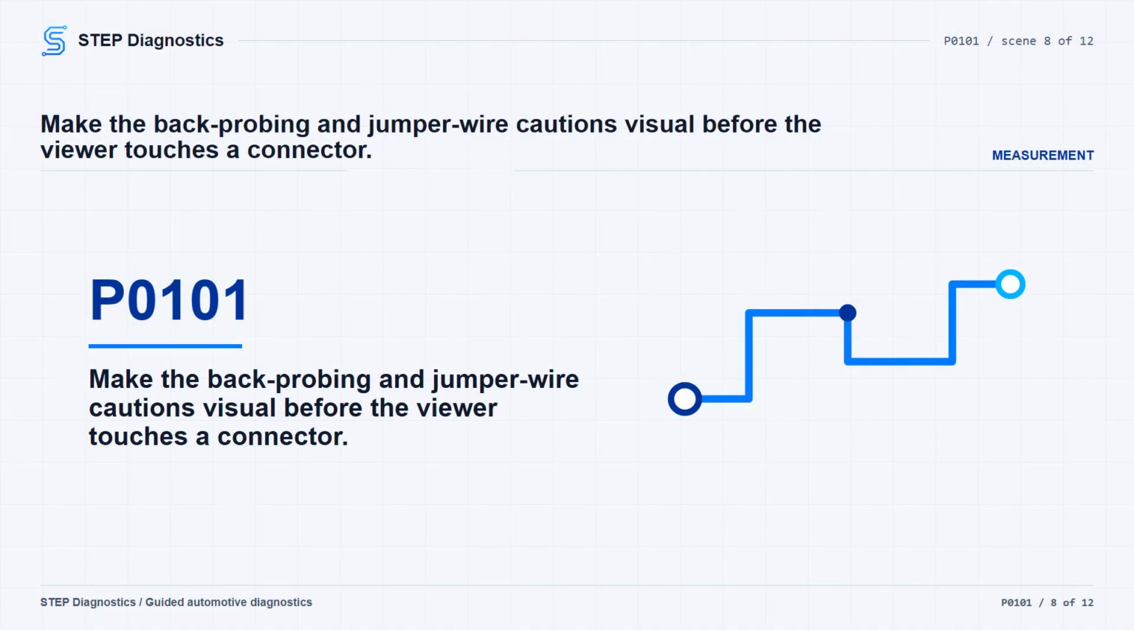Backprobing is only for situations where the circuit must be tested under actual operating conditions. Do not force probes into connectors. Use the right back probes, and do not use backprobing for a single-point voltage check or for continuity and open circuit checks between 2 points. Bad probe contact can look just like a real 0-volt or open circuit result.